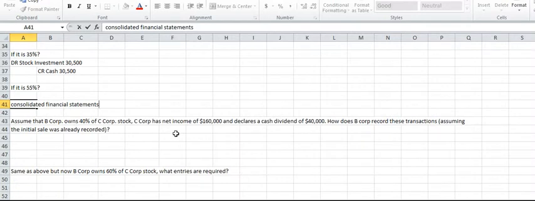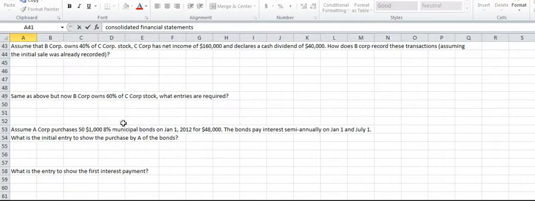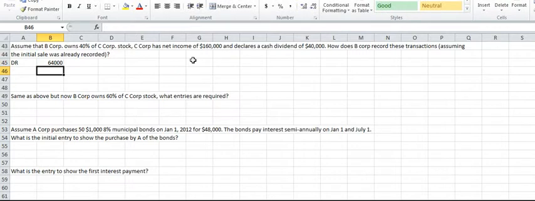Okay. So now, new situation, assume that B Corporation owns 40% of C Corporation stock. C Corporation has a net income of $160,000 and declares a cash dividend of $40,000. How does B Corp record these transactions, assuming the initial purchase was already recorded? Since we own 40% of the company, we are going to actually record, as if we received this in cash, 40% of both the net income, which will raise our stock investment, and the cash dividend, which will lower our stock investment. So how do we do that? First, we need to know what is 40% of 160,000. We can just do a formula here. .4 times 160,000, we get 64,000.